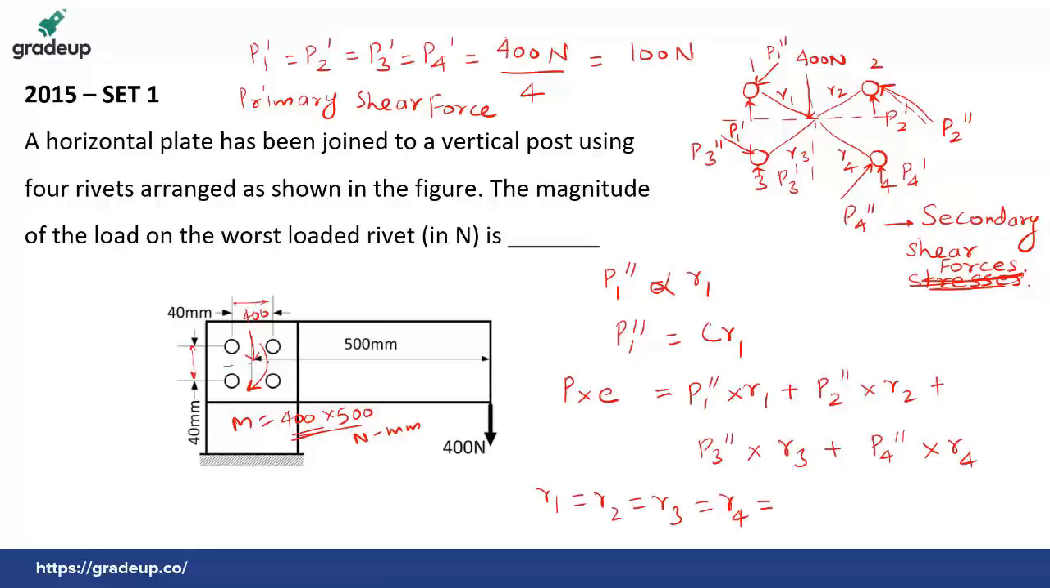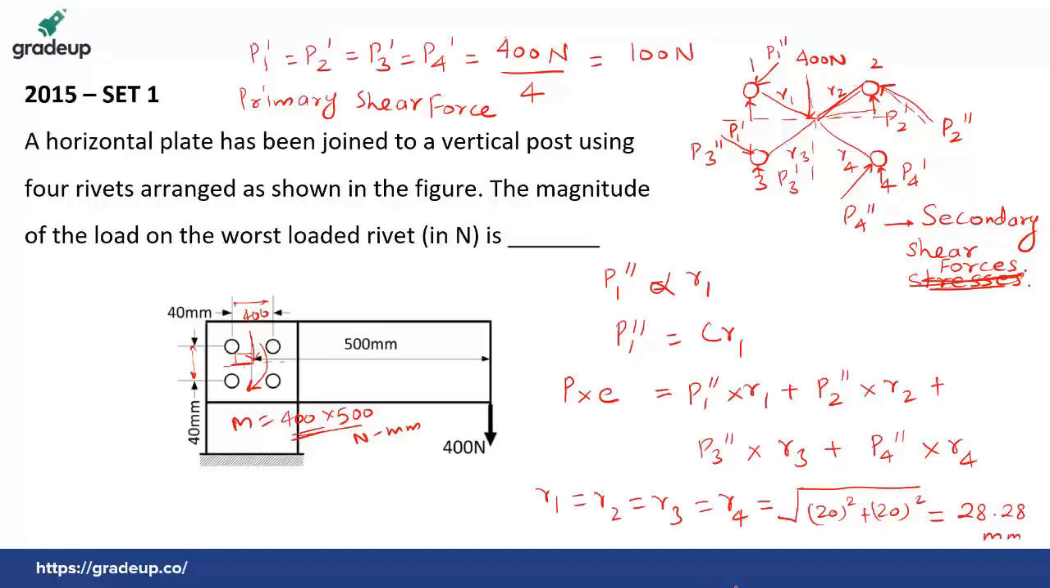So the center of gravity will lie at 20 from above and 20 from this side. Okay, so this will come as 20 square plus 20 square, because we are finding this distance. This is also 20, this is also 20, so this will become the square root of 20 square plus 20 square, because of the Pythagoras theorem. So we get this value as 28.28 mm. This is the value of R1.